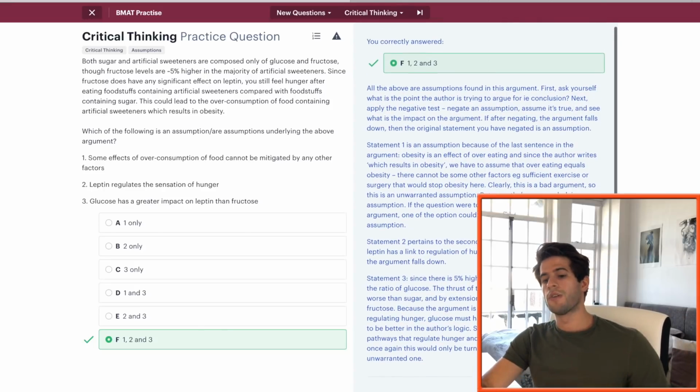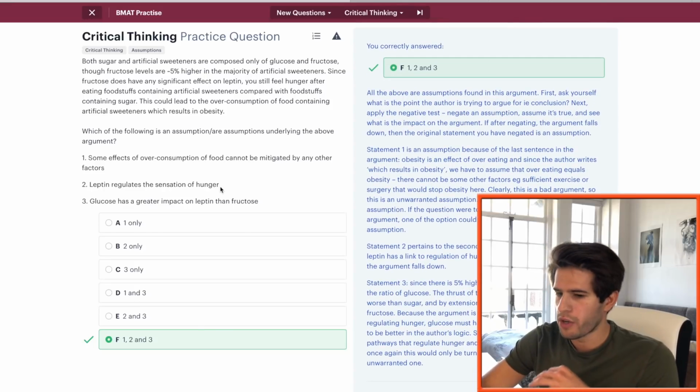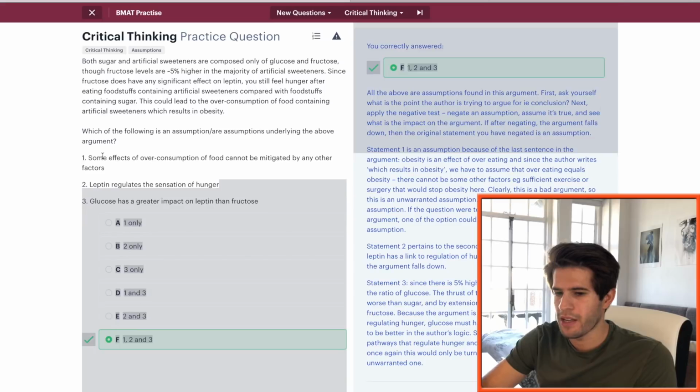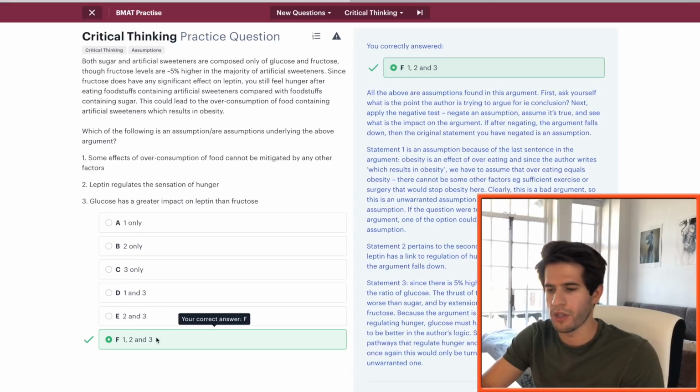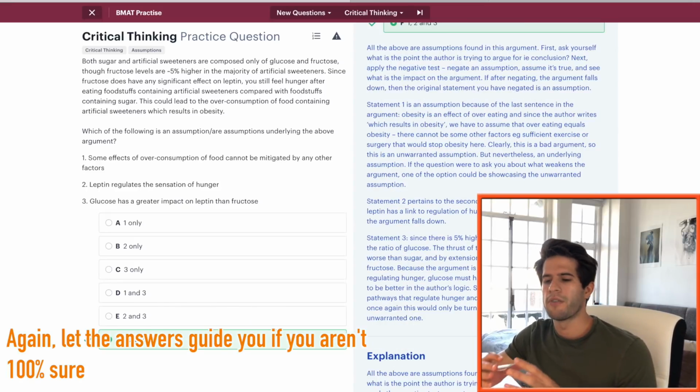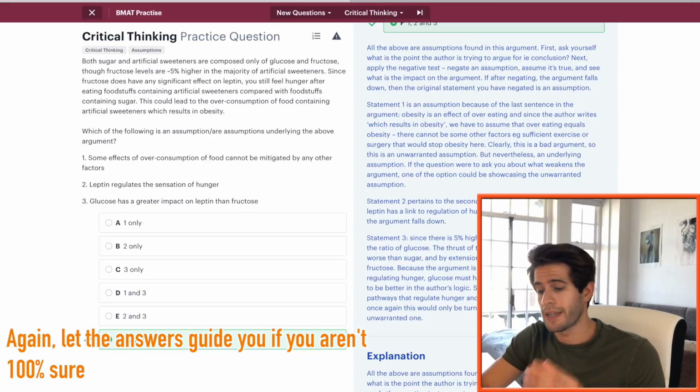Okay, so in that case, I knew that 1 and 2 were correct assumptions, and I didn't think that 3 was correct. But since the answers don't have a 1 and 2 option, but I still know 1 and 2 are right, I can only choose 1, 2, and 3. You can see how even without knowing 100% of what is correct, you can still come to the correct conclusion and get the right answer.